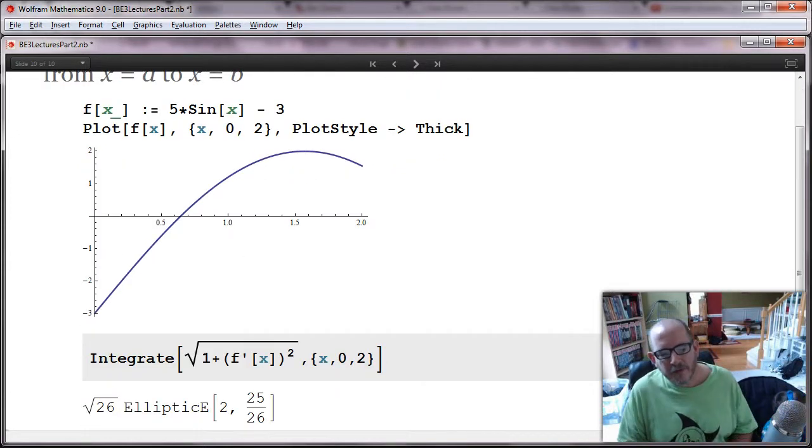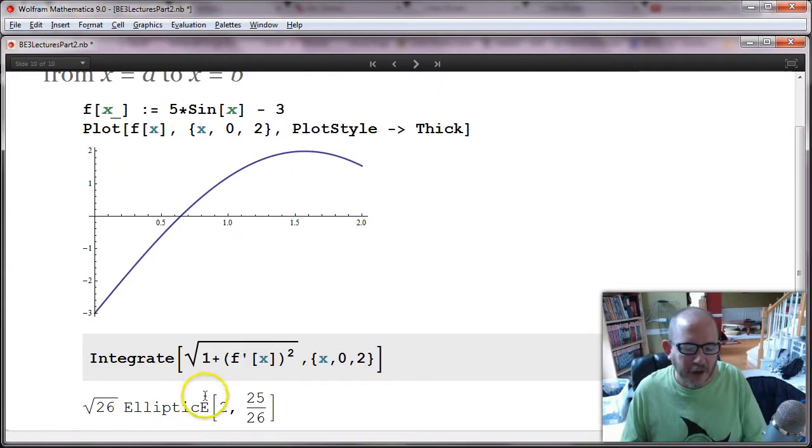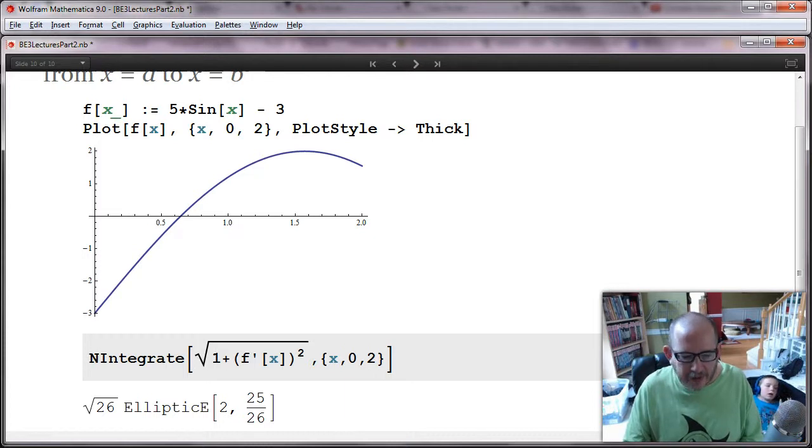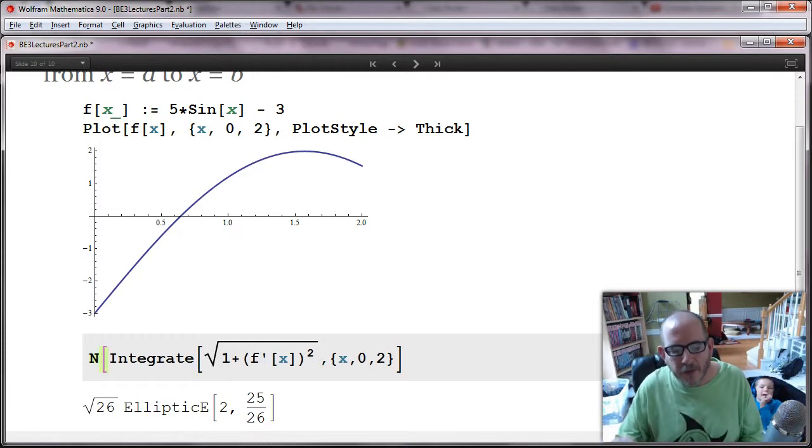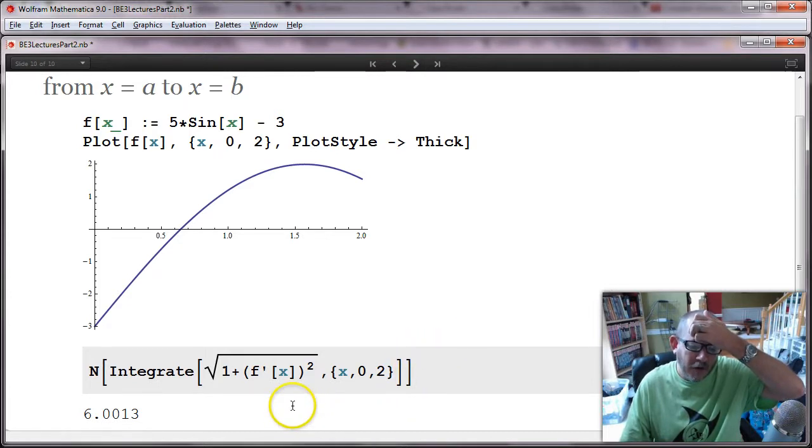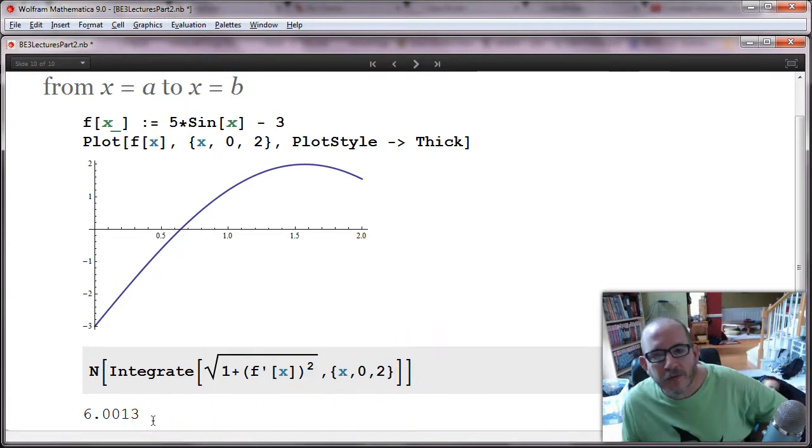Integrate. It pauses. It gives us something crazy. That is correct, but what we really want is a number. So we'll tell it, please do this numerically. We could either tell it to do the integral numerically, or, since it got a closed form so nicely, instead of telling it to integrate, I'm going to take the N of that, which means it will go ahead and do the exact answer and then give me a numerical value from that. And so the numerical value is approximately 6.0013, which, if you remember, is exactly what we got when we did the numerical with 1,000 intervals.